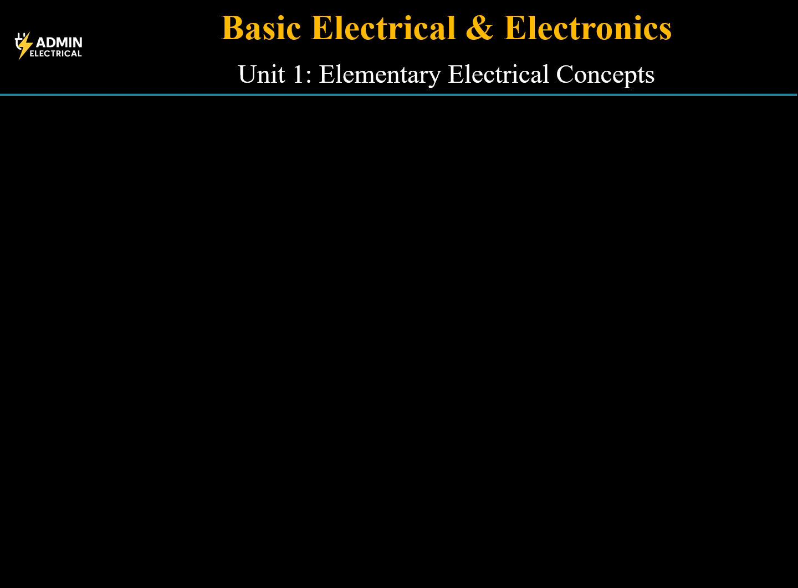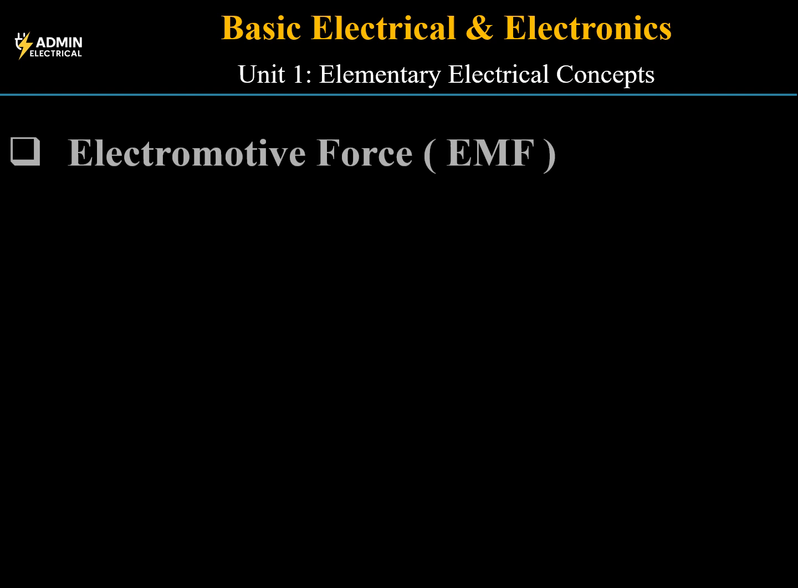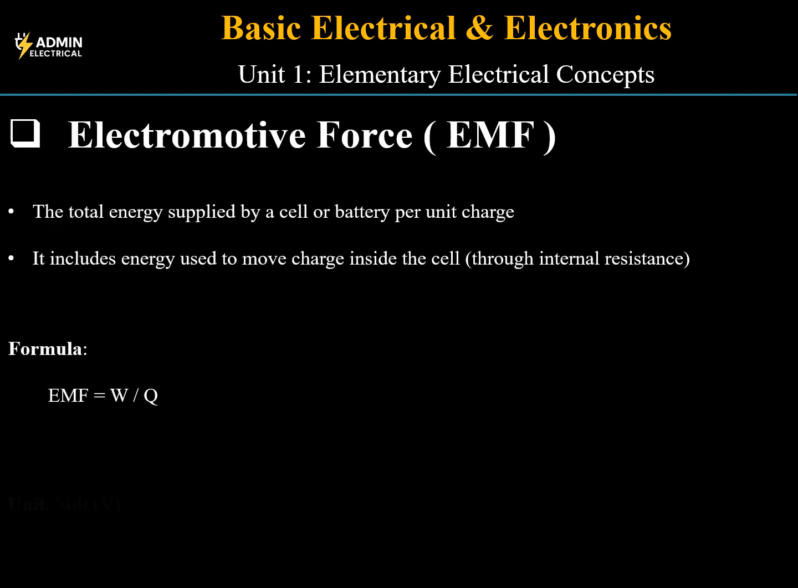Now, let's talk about EMF, or electromotive force. EMF is the total energy supplied by a battery or cell per unit charge. This includes the energy required to move the charge inside the battery, even through its internal resistance. Its formula is the same, EMF = W/Q, and the unit is also volt, so EMF tells us the total energy per charge, while potential difference tells us the energy used outside the cell.